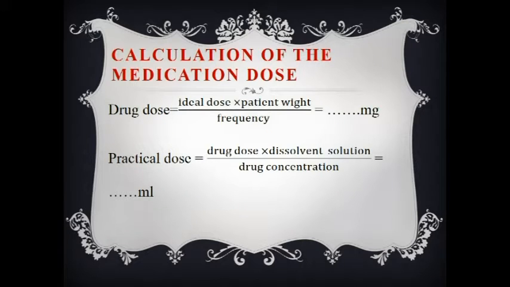Calculation of the medication dose. We have 2 equations to calculate the medication dose. The first one is drug dose, ideal dose. Drug dose equals ideal dose multiplied by patient weight and divided by frequency, that will equal the drug dose in milligrams. The second equation is practical dose, which equals drug dose multiplied by dissolvent solution and divided by drug concentration, that will equal the dose in milliliters.